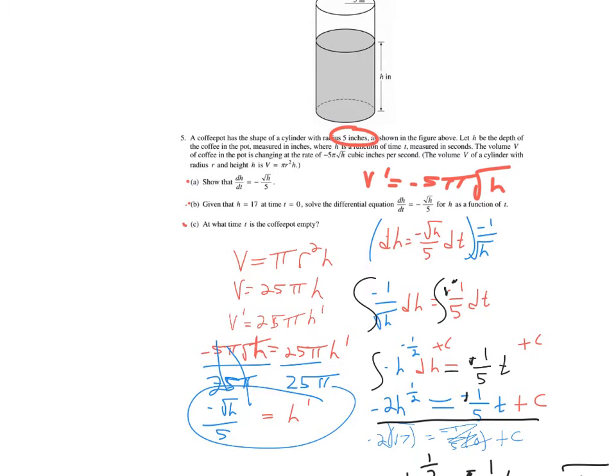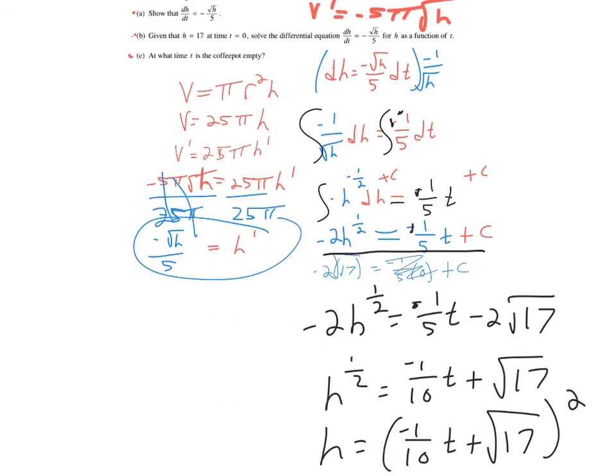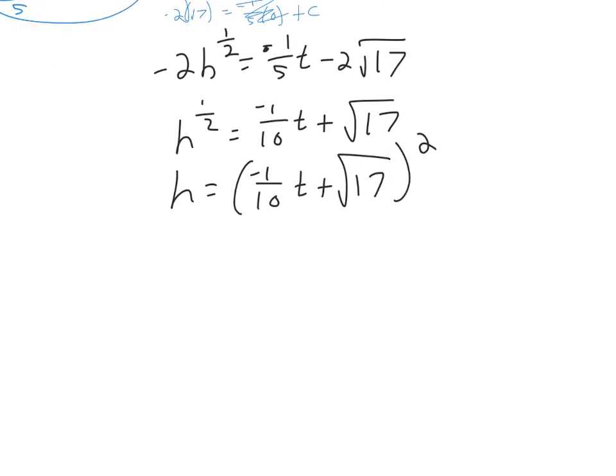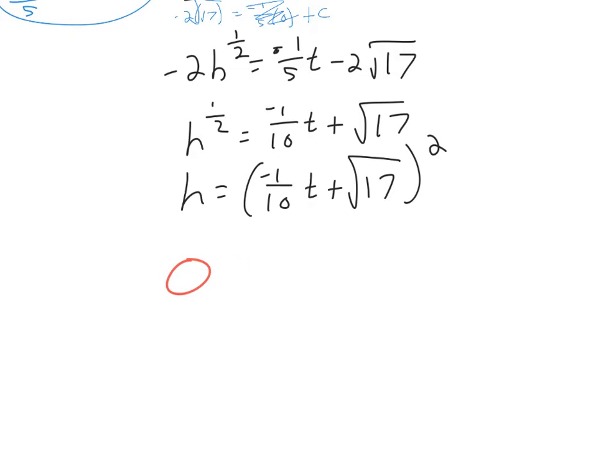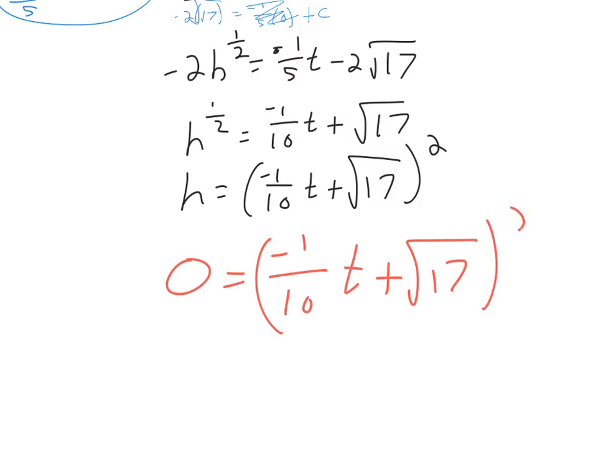Now part C, at what time t is the coffee pot empty? So we want to know when the height is 0, right? Because when we're all the way down to the end. So let's just go back in this function. Plug in a 0 for the height. And then we have something to solve. This should be not too bad considering all the other stuff we have to do.